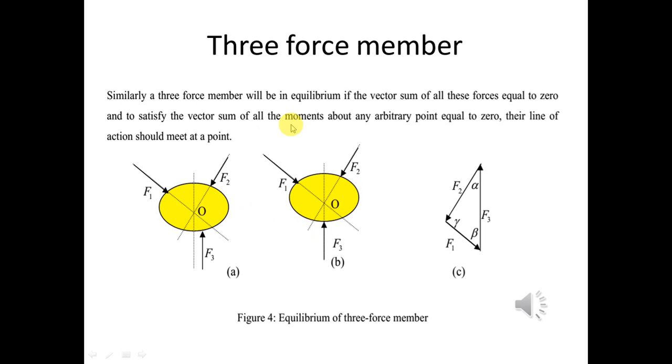So a 3-force member will be in equilibrium if the vector sum of all these forces is equal to 0, and to satisfy the vector sum of all the moments about any arbitrary point equal to 0, their lines of action should meet at a common point. This is the point, and you call this a force polygon. See, the force polygon forms the basis for working out static force analysis problems. You will be seeing that in a number of examples.